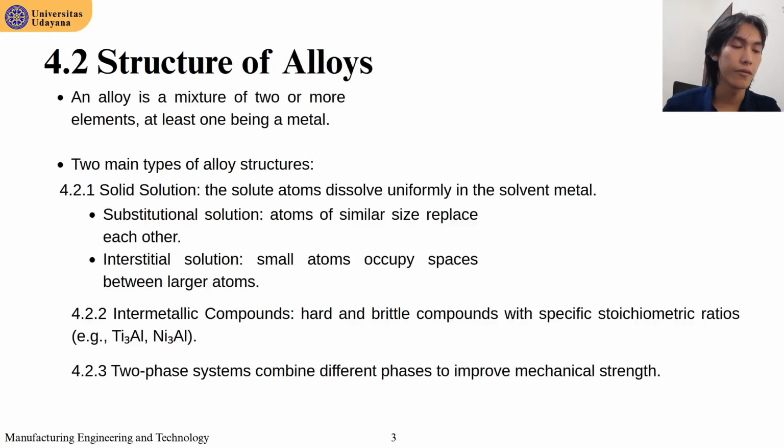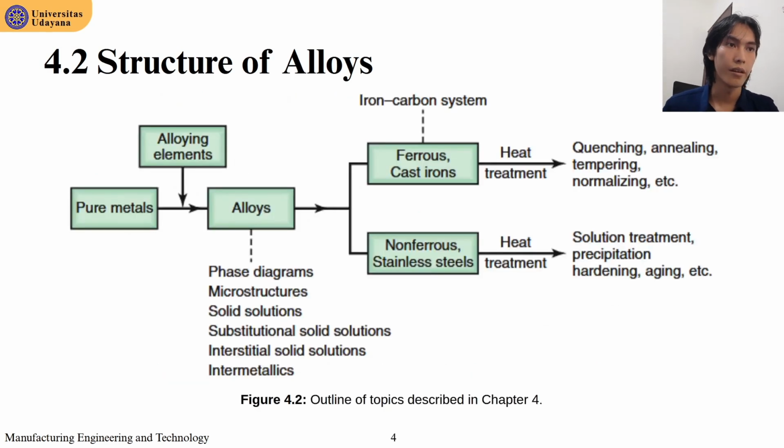Okay, the next slide, 4.2, structure of alloy. An alloy is a mixture of two or more elements, at least one being a metal, made from a solid solution and intermetallic compounds. You can see on Figure 4.2 that solid solution, substitutional or interstitial, are arrangements of atoms. Intermetallic compounds are usually hard and brittle with fixed stoichiometry.